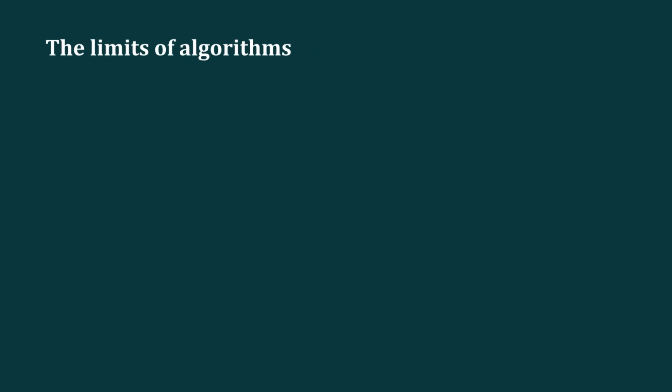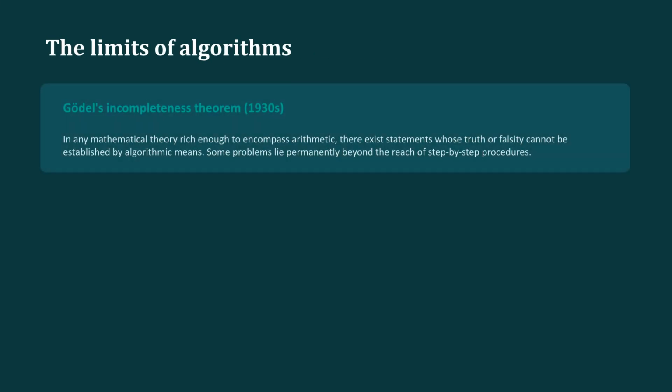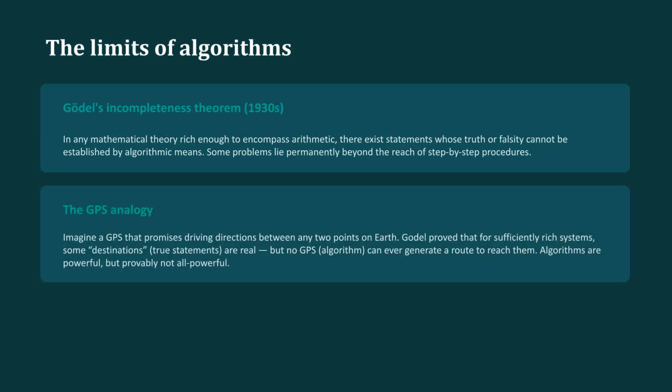Even powerful algorithms have limits. Gödel's incompleteness theorem shows that in sufficiently complex systems, some true statements cannot be proven by algorithmic means. Algorithms are powerful, but they are not all-powerful.